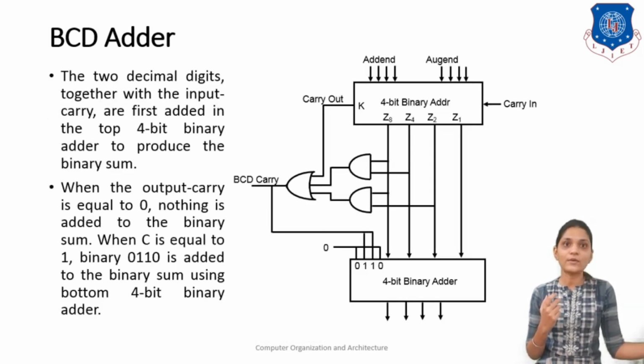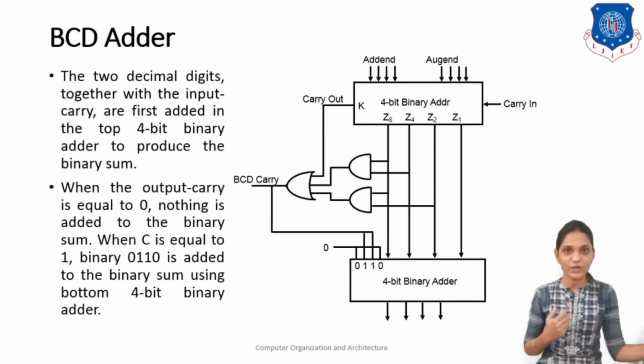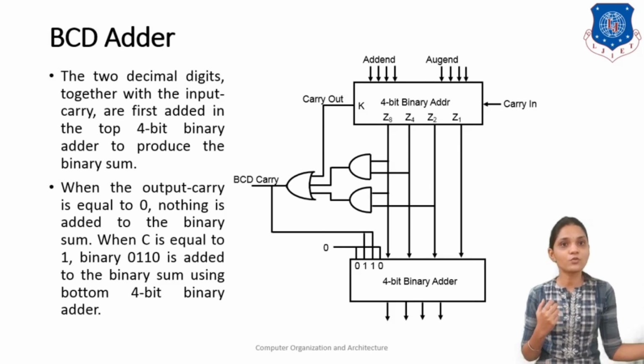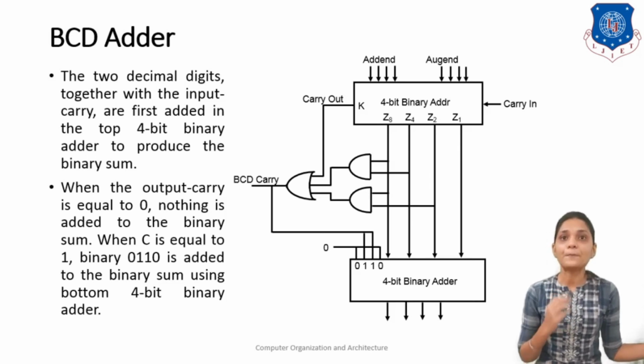We have to add 6 whenever an incorrect number is there, and whenever it is correct we will add 0. In this way we get our addition output from the second adder. So this is our BCD adder.